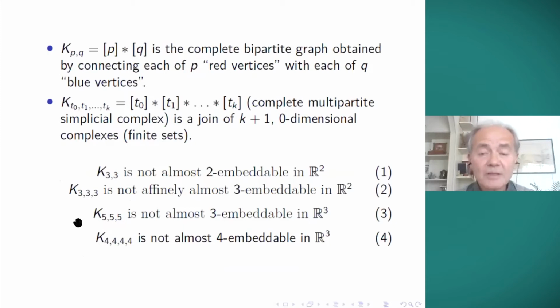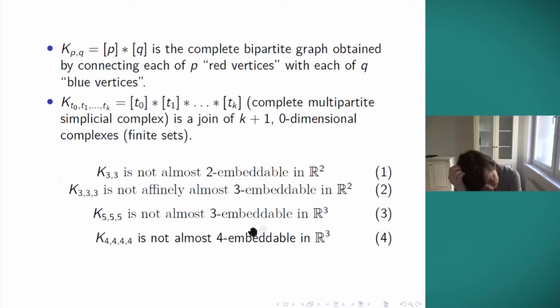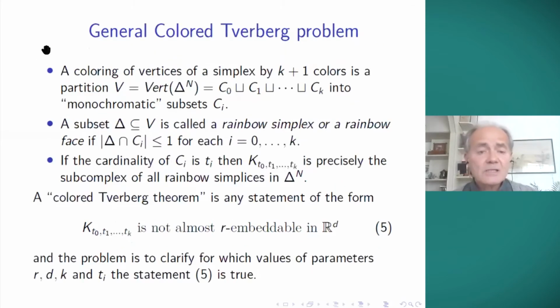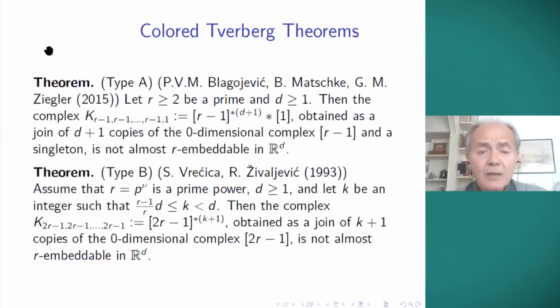So these are some examples. You can formulate it in some language. For example, K555 is not almost 3 embeddable. You can rephrase it as follows. You have 5 stars of red color, 5 stars of blue color, and 5 stars of white color. Then you can always find 3 rainbow triangles which intersect in a single point. So it's some sort of constellation. Okay. And these are 2 main examples of the colored Tverberg theorem.